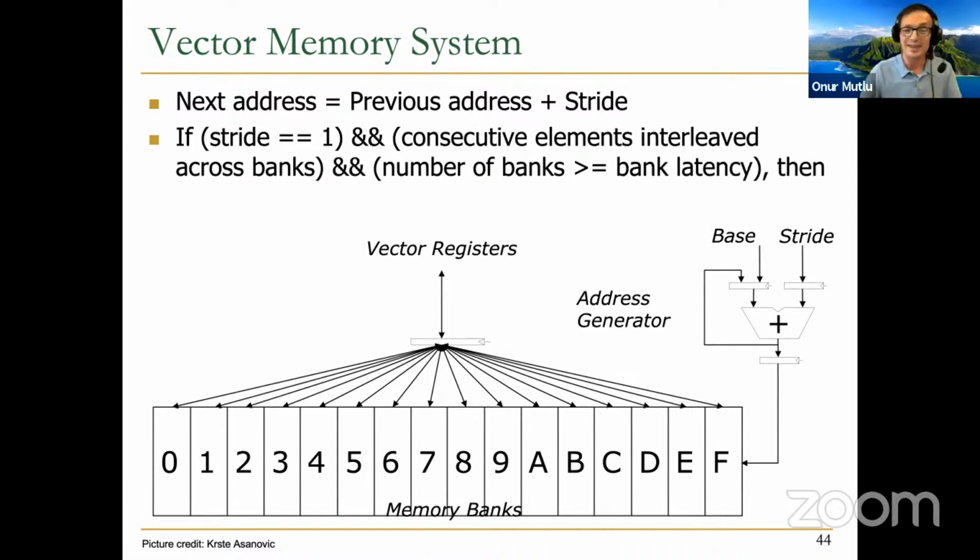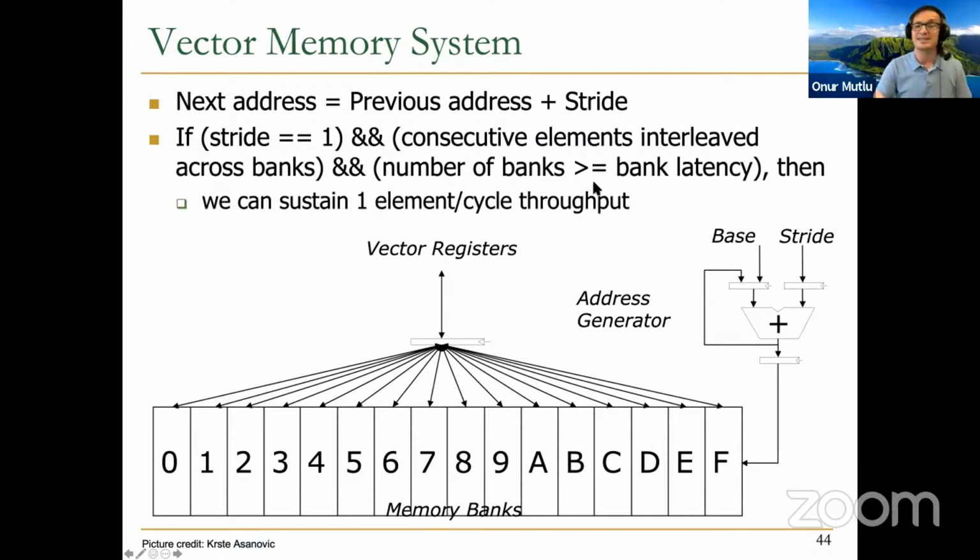Now, if stride is 1 and consecutive elements are interleaved across consecutive banks, as you can see, and the number of banks is greater than the bank latency, then we can sustain 1 element per cycle throughput. Now, if any of these is different, then you may get a different answer. For example, if the number of banks is less than the bank latency, then you will not be able to sustain 1 element per cycle throughput because at some point you will need to stall. Okay, so you really want the number of banks greater than your bank access latency.